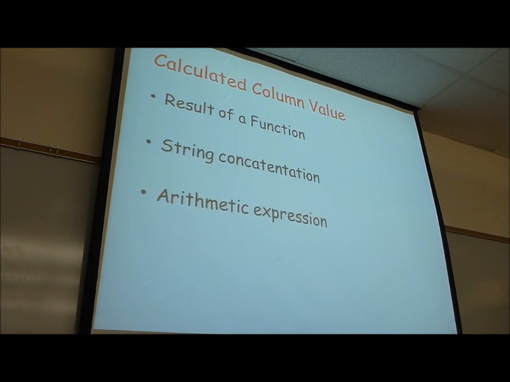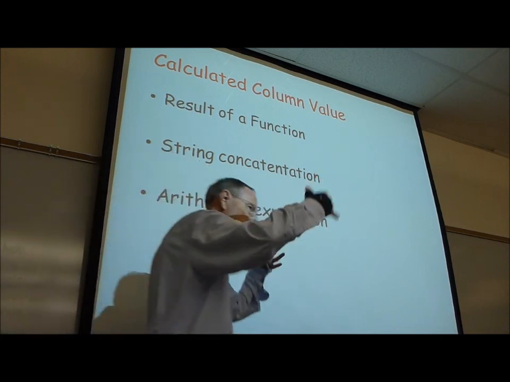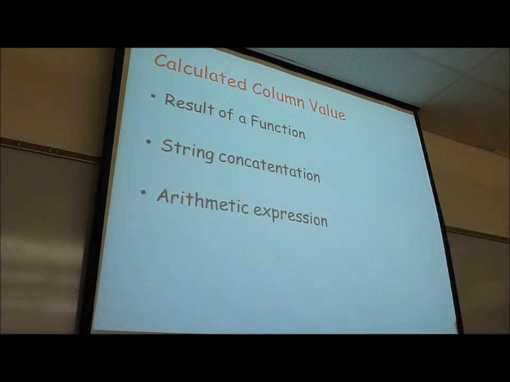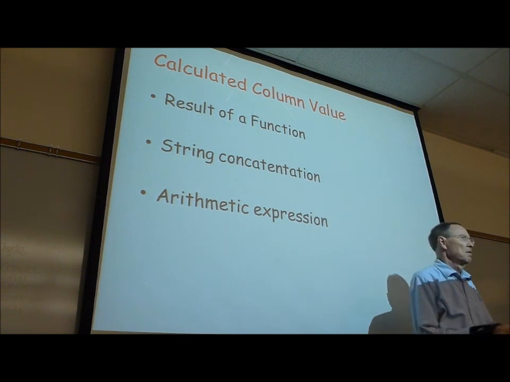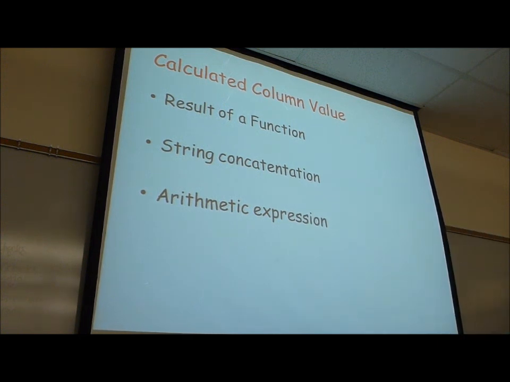Okay. What we've been doing is retrieving values from the table, but we can do what's referred to as a calculated column, so we can apply a function to a calculated column. We're going to look at an example of string concatenation. That's when two columns have character data in them, and we want to put those two together. And then we'll have ones that are the result of some arithmetic expression.